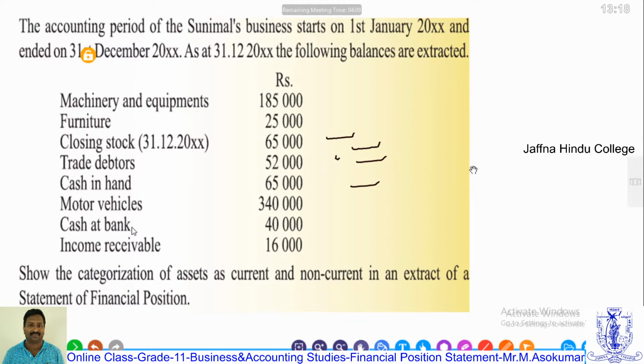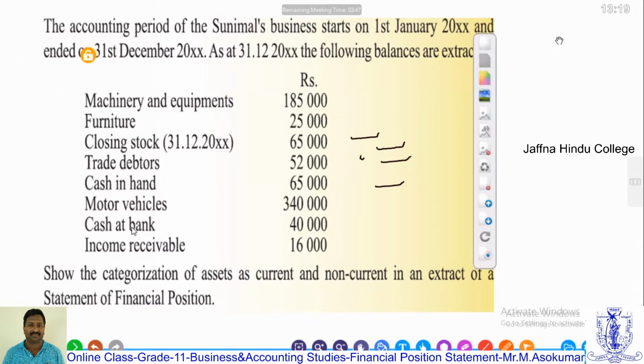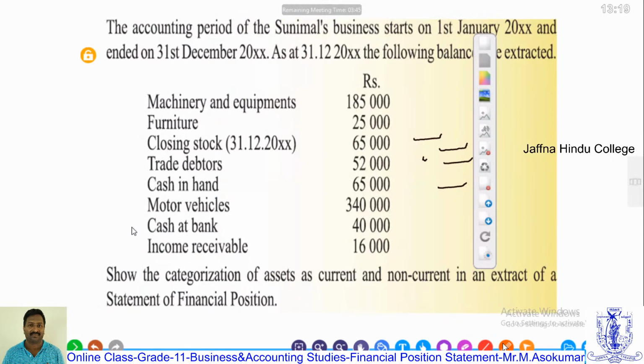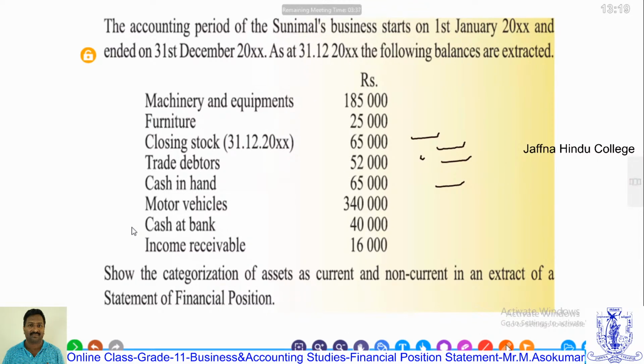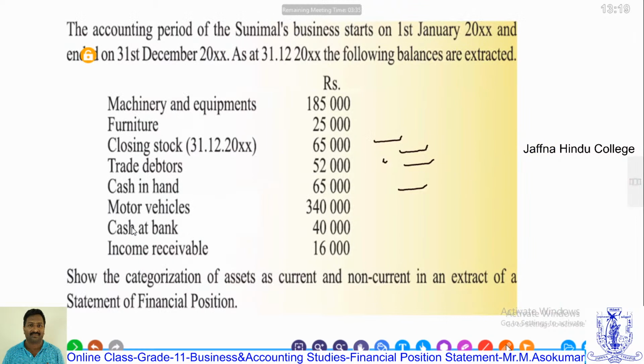You are given some asset values, non-current and current assets. You are required to show these categories of assets under current and non-current in an extract of the statement of financial position. That means the part of the financial position. Okay, we are going to draw the statement.